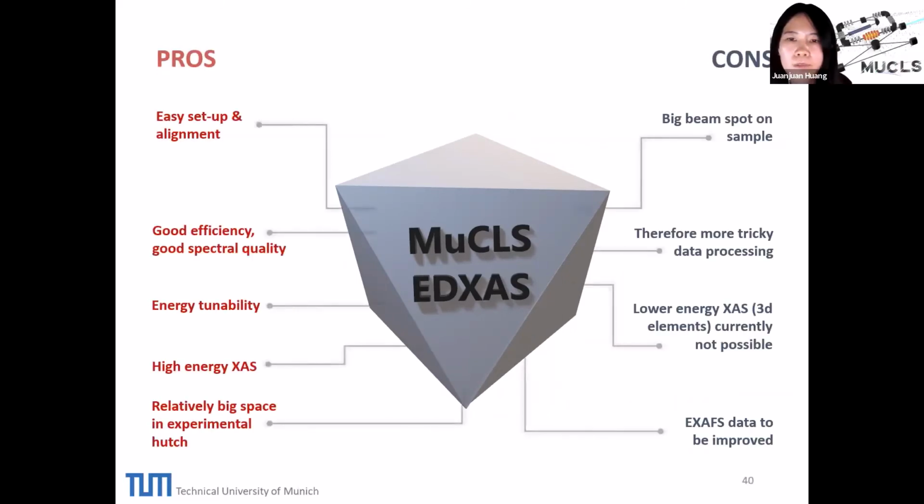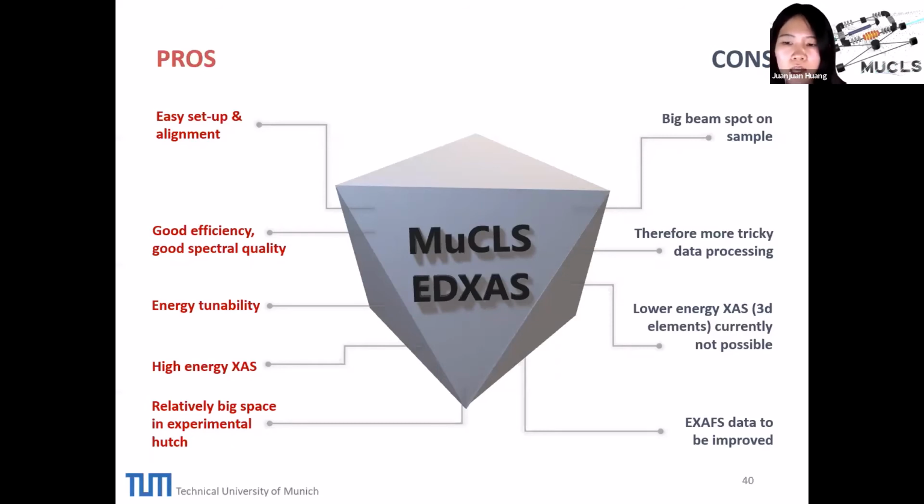Okay, so then I will make a conclusion, to summarize the pros and cons of the current XAS setup at the MuCLS. It's a very easy setup as we only use a silicon wafer based on our already existing imaging setup. This wafer costs less than €100, and the alignment is very easy. The crystal can be removed when the hatch is needed for other X-ray imaging experiments. Also the efficiency is good with good spectral quality.